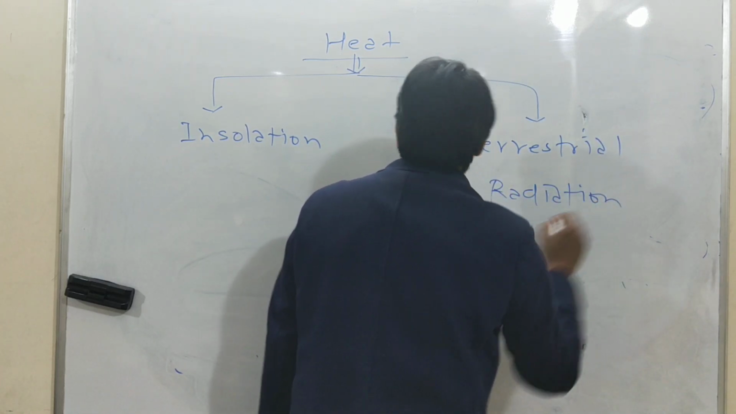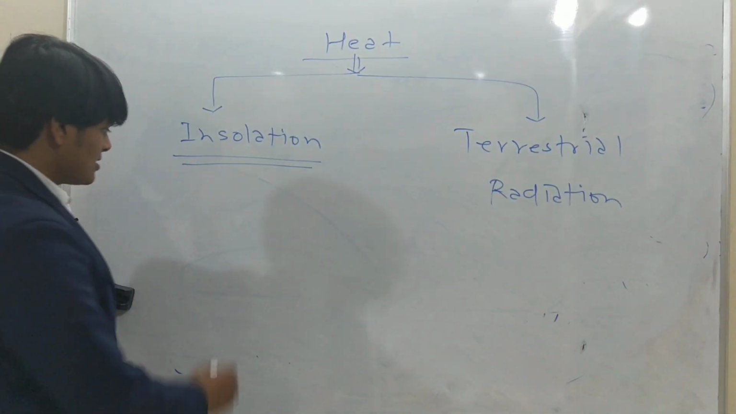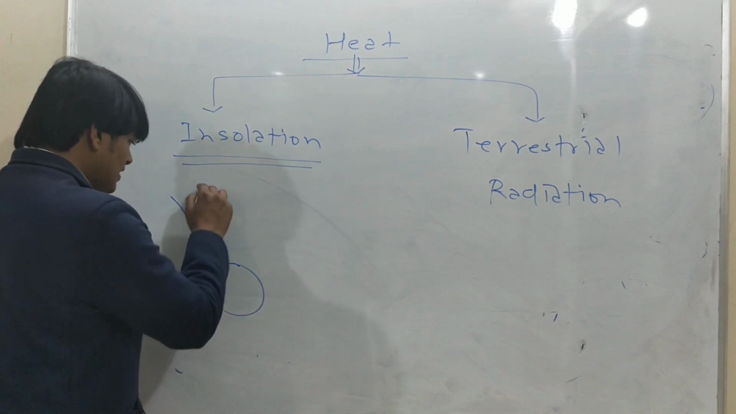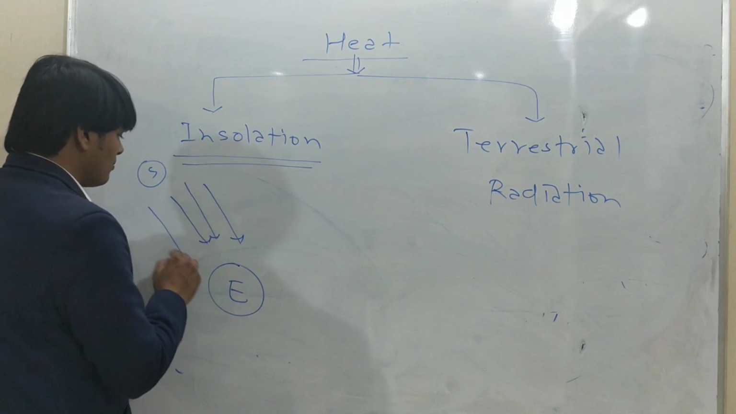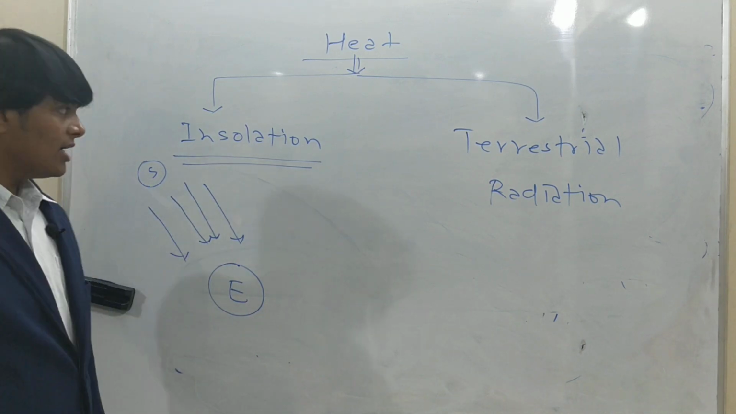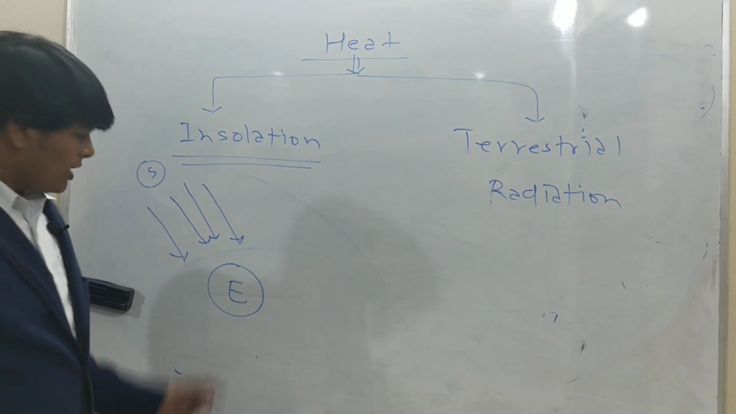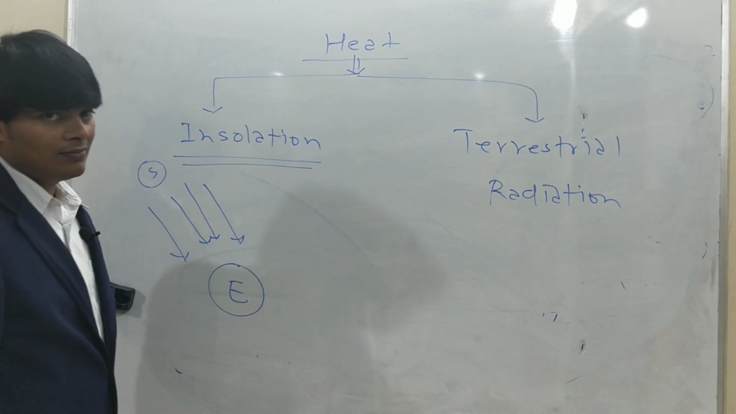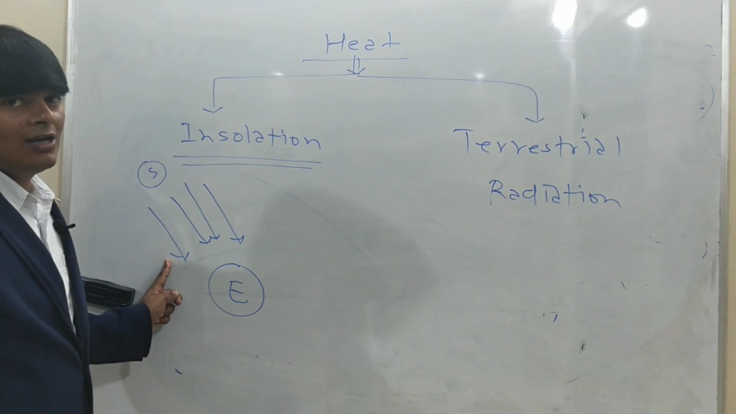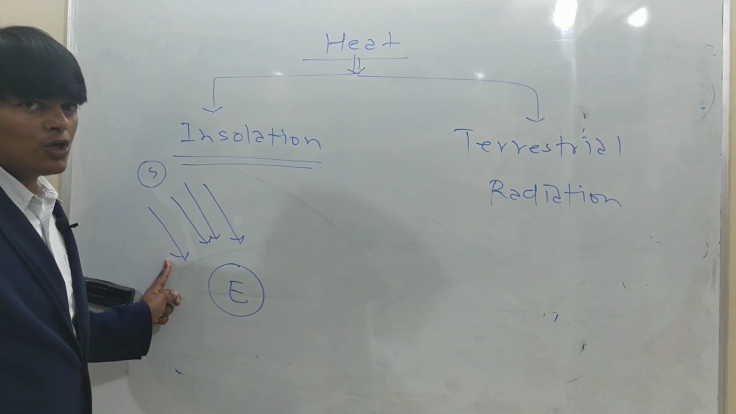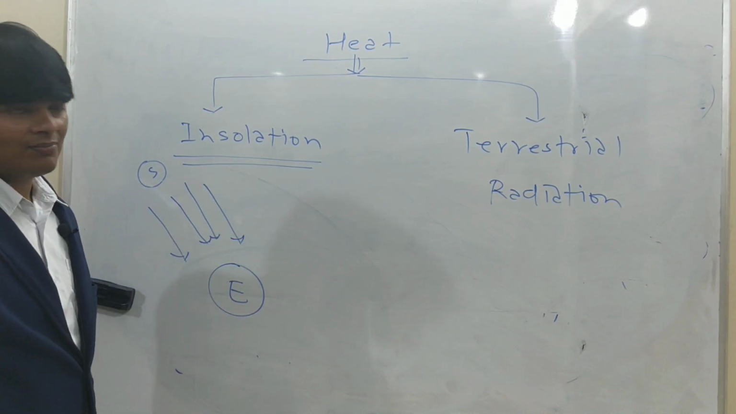So firstly we are going to talk about insolation. What is insolation? Insolation is the radiation which comes from the sun towards earth. Insolation is a kind of radiation, so if it is a radiation, it has heat. So by insolation, the heat of the atmosphere or troposphere, which is part of the atmosphere, can increase.